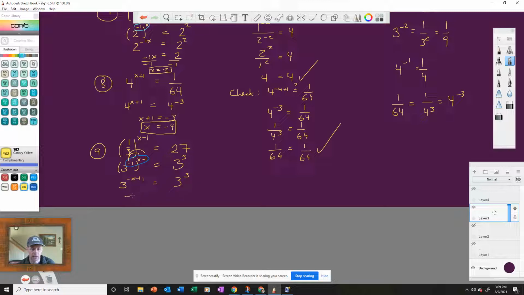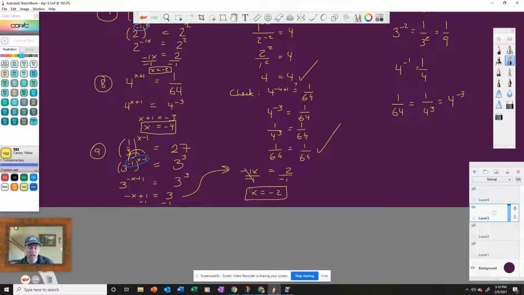Now the bases are the same. Therefore, the exponents must be the same. Now I'm going to subtract 1 from both sides. So I get negative x equals 2. And at this point, you've got to divide both sides by negative 1 because there's a negative 1 there. And I'm going to get that x equals negative 2.